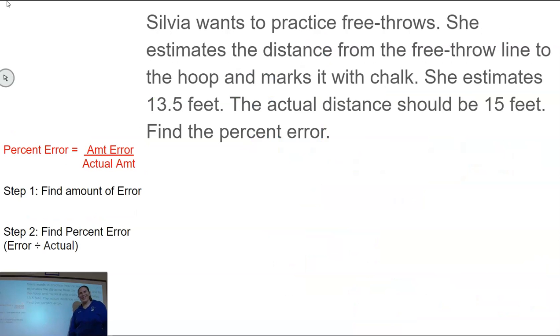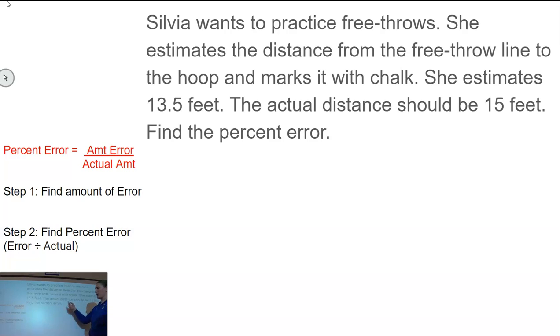Okay, here is our next question. Sylvia wants to practice free throws. She estimates the distance from the free throw line to the hoop and marks it with chalk. She estimates it's 13.5 feet. The actual distance is 15 feet. We want to find the percent error.